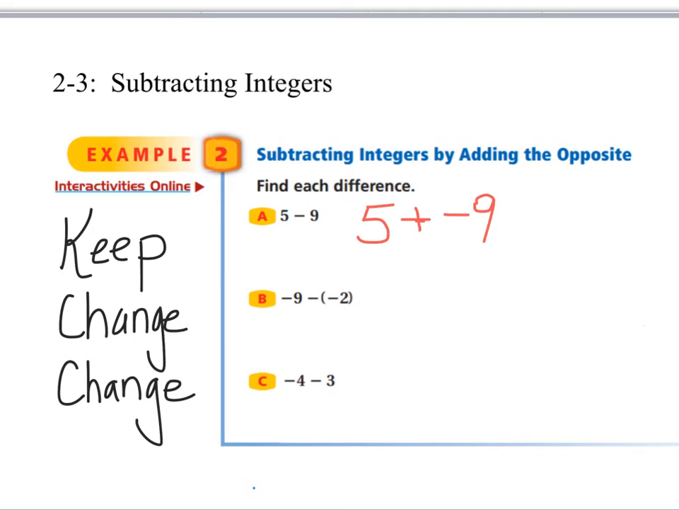Well, look at that. Now I have an addition problem. Remember, when the signs are different, I'm going to subtract. Find the difference there. It's a 4. I have more negatives than positives, so it's going to be a negative 4.